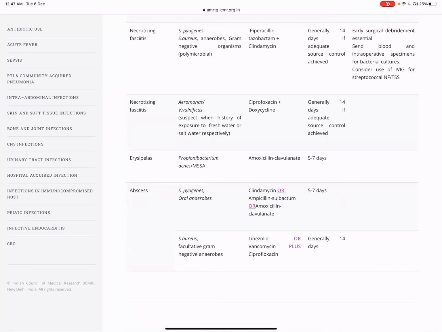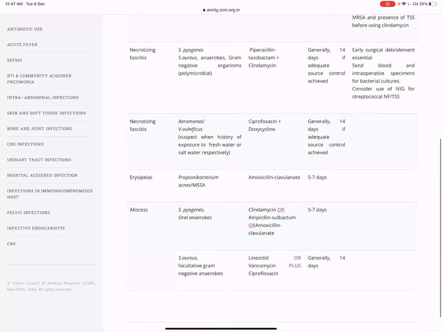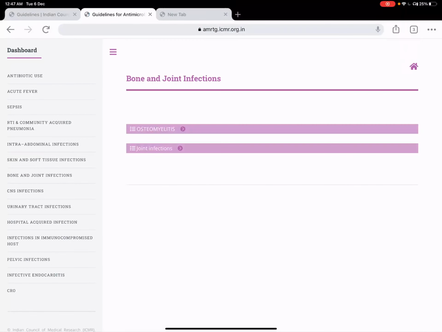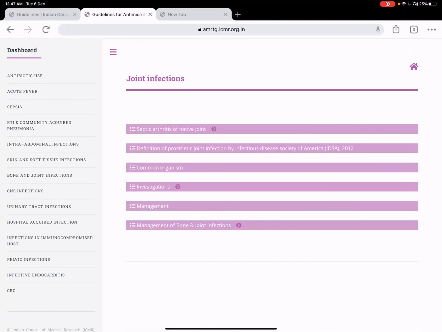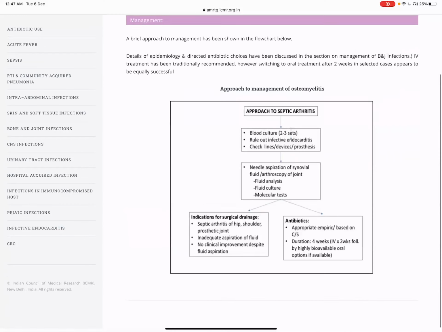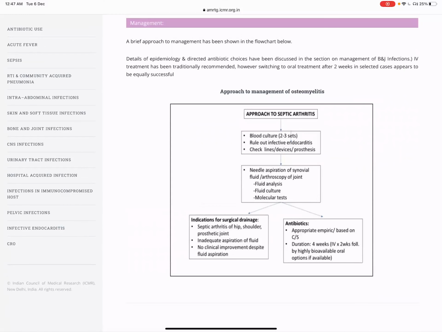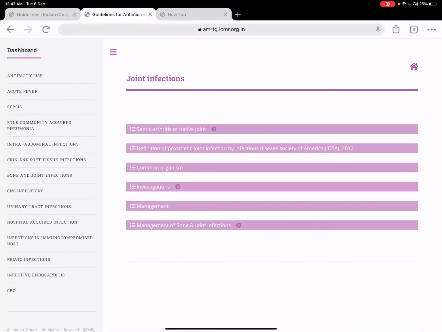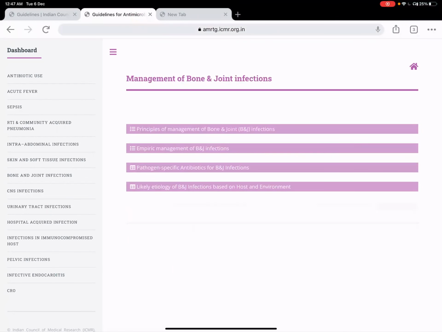Similarly, abscess also the same. Plain abscess, amoxiclav plus clindamycin. They are given any one, clindamycin or amoxiclav or ampicillin sulbactam. If MRSA is suspected, vancomycin or linezolid. So generally speaking, amoxiclav is a very good drug. Yeah, amoxiclav is a very good drug for cellulitis. Individual choice, actually, it's a drug of choice.